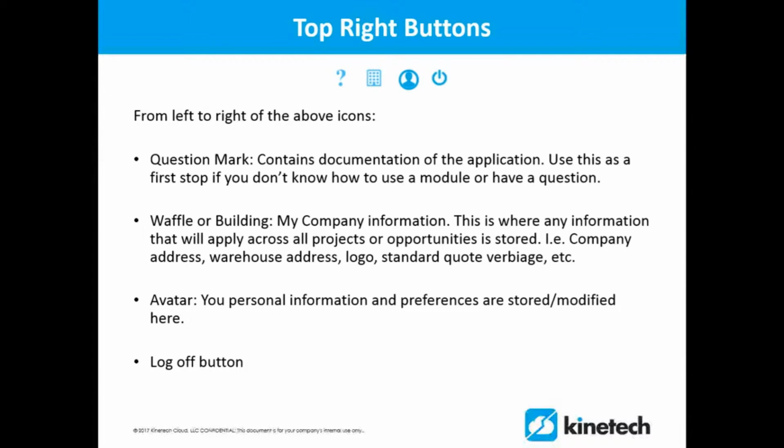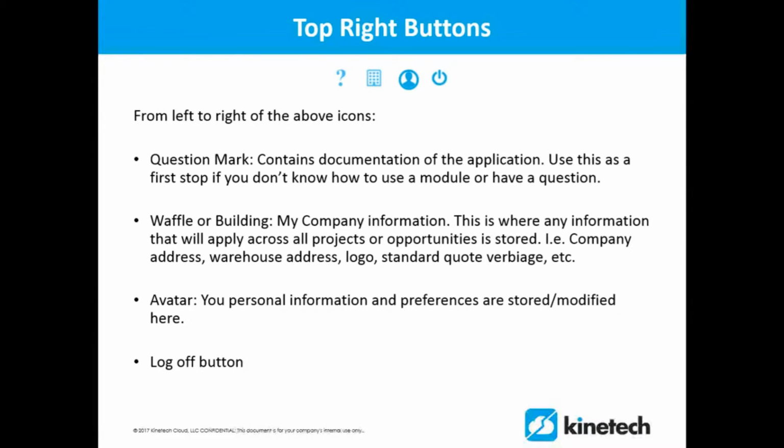So starting from the basics, on every page, we have this set of 4 buttons in the top right-hand corner of any page. So the first is the question mark icon. This contains all the documentation of the application. This is a good first stop if you don't know how to use a module or have a question on something on just how to use it.